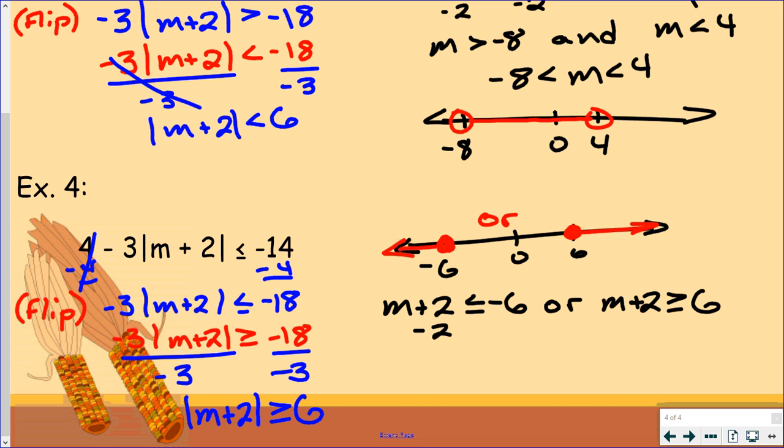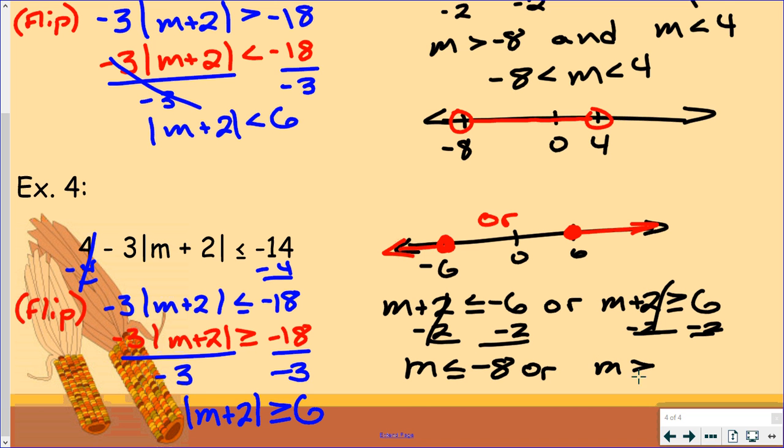Subtract 2 from both sides. So m is less than or equal to negative 8. Or subtract 2. m is greater than or equal to 4. So if I graph these, 0, 4, negative 8, solid circles, and they're shaded like this.